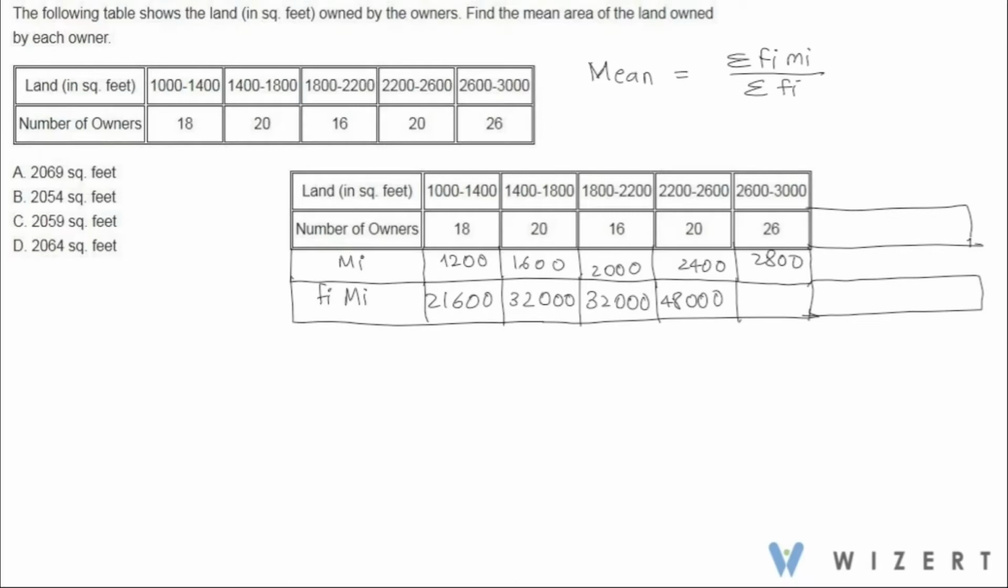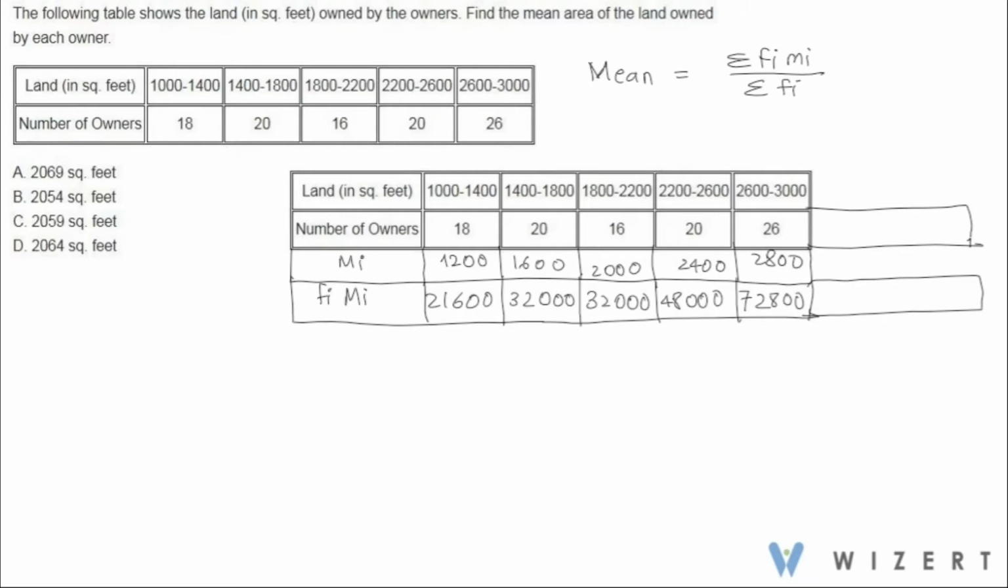Now 26 8s we have 208, 26 2s we have 52, 52 plus 20 is 72 and then 2 zeros. So these are the multiplications of Fi's and Mi's.